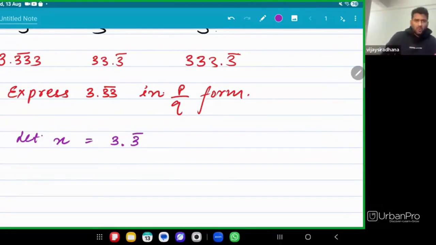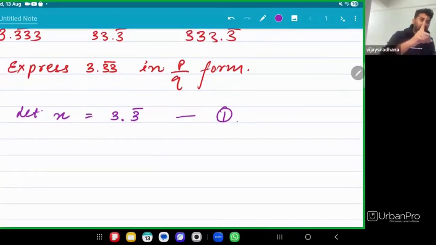3.3 bar. Now, what we should see in this question is that only one value is getting repeated throughout. So if only one digit is getting repeated, then let x is equal to 3.3 bar. Let this be equation number 1. Now if only one digit is repeated in the bar section, then you should multiply by 10.